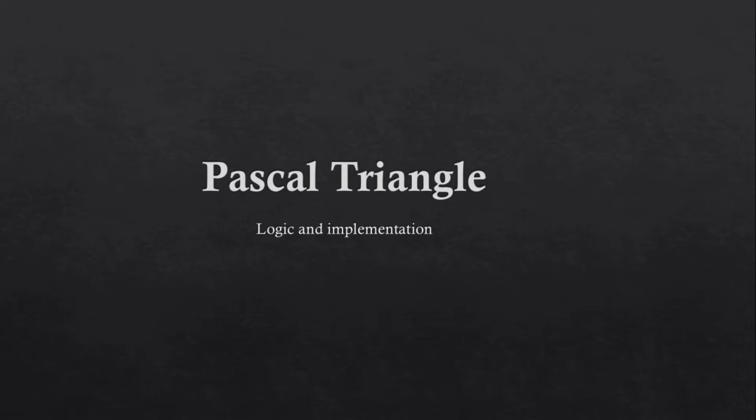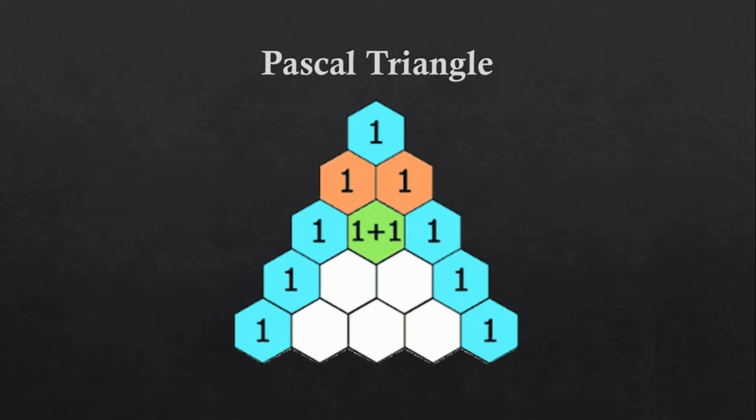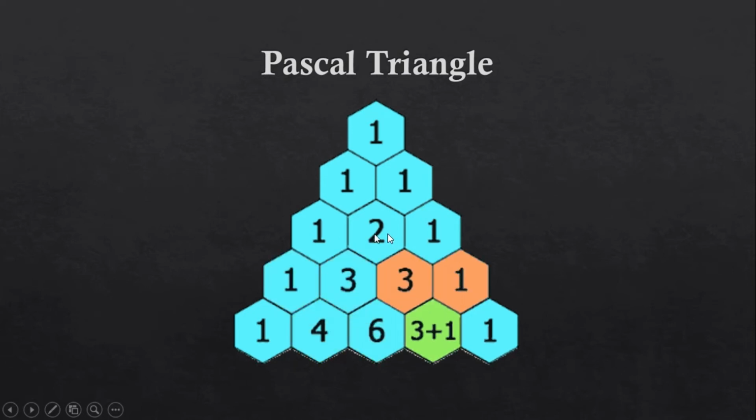Pascal Triangle, like I mentioned, is a triangle of numbers. The logic is that each row has the same number of elements as its row number. You can see that the first row has one element, the second row has two elements, the third row has three elements. The picture itself is self-explanatory, and you just need to keep one thing in mind: the extreme left and right elements, the first and the last element of every single row, are basically one, right?